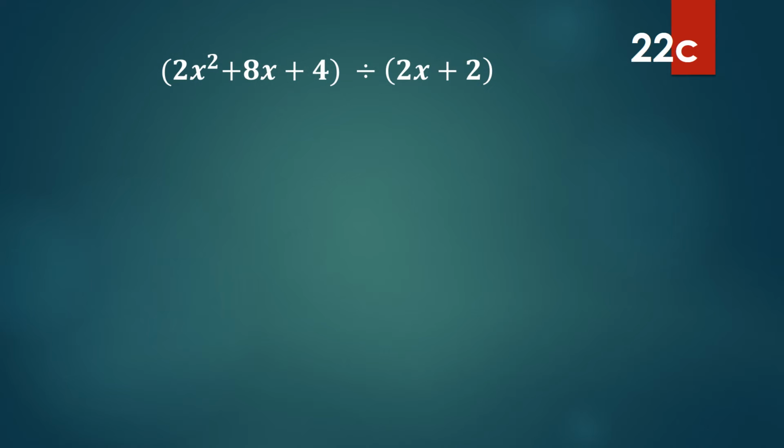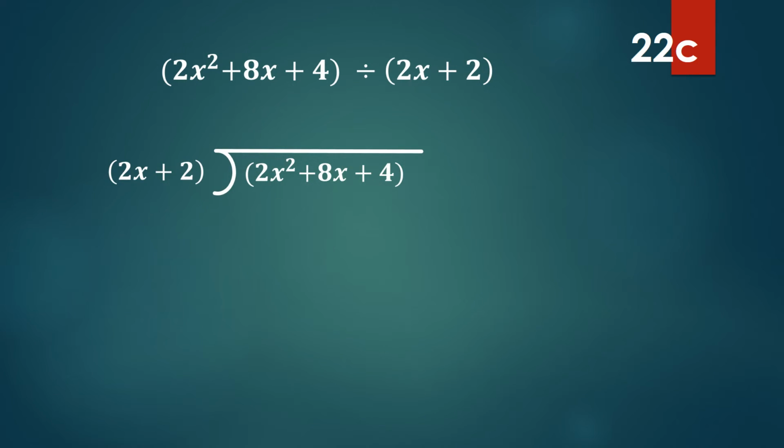The next one, your dividend is 2x squared plus 8x plus 4. You have a term of degree 2 and a term of degree 1, so you're not missing any of those placeholders. Your divisor is 2x plus 1. Set it up under the long division sign: 2x squared plus 8x plus 4 divided by 2x plus 1.